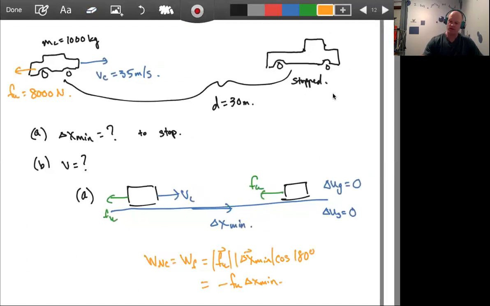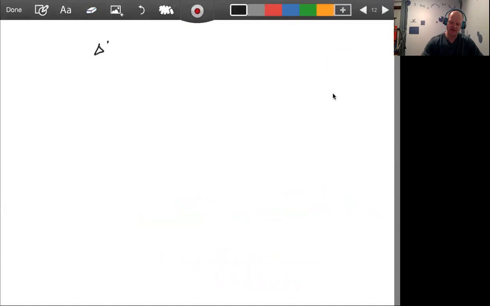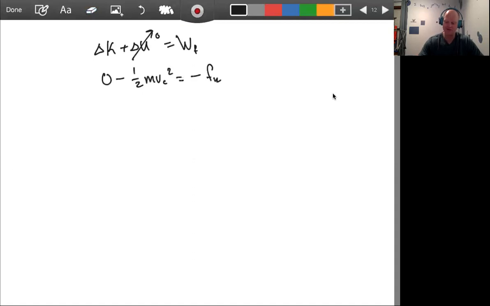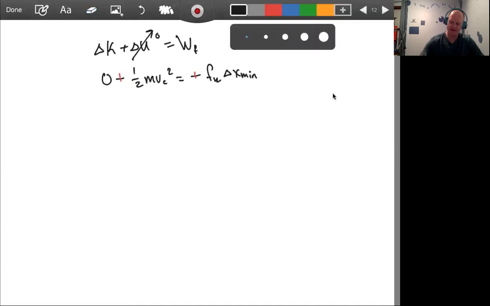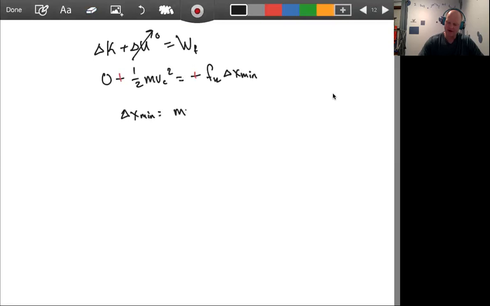Step number 4, we're now going to apply conservation of energy. So this is my change in kinetic energy plus my change in potential energy, which we know is simply equal to 0, is then equal to the work done by the friction force. So my final kinetic energy is going to be 0 minus my initial, which is 1/2 m v car squared, then must be equal to negative of my friction force times delta x min. These two negative signs will cancel out. From here, I can solve for delta x min. So I get that my minimum stopping distance is going to be equal to the mass of the car times the initial velocity of the car squared divided by twice the friction force.